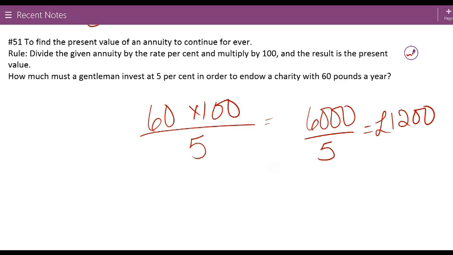So again, nice and easy when you have a rule. Just go ahead and follow your rule.